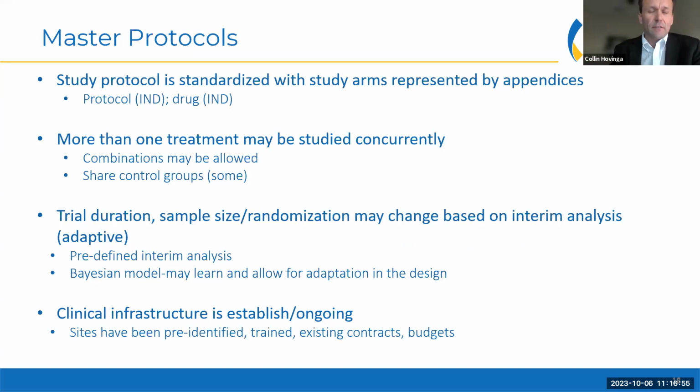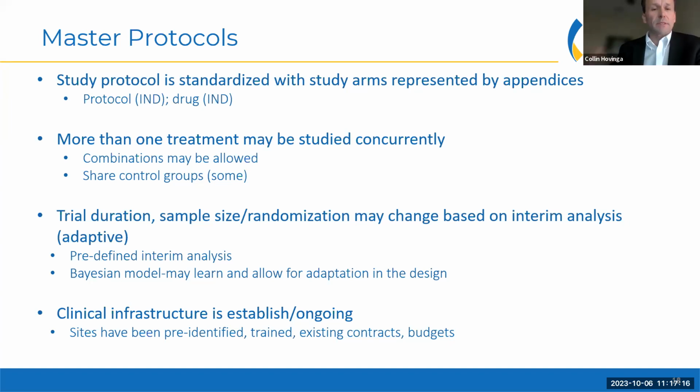Next slide. Now, master protocols really are the framework that we'll talk about. Some of the nuances that are different from traditional studies is that you have a standardized protocol. There's a protocol that's filed specifically, has its own IND, which may or may not be a sponsor. It could be an academic institution, it could be a CRO. And then you have the drug arms that are included in there. The study drugs are classified within appendices.